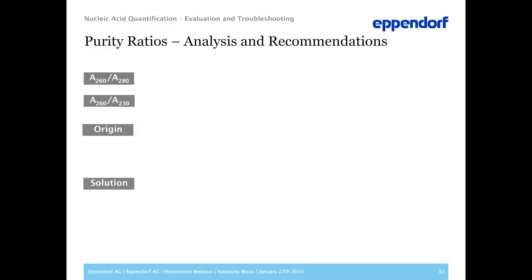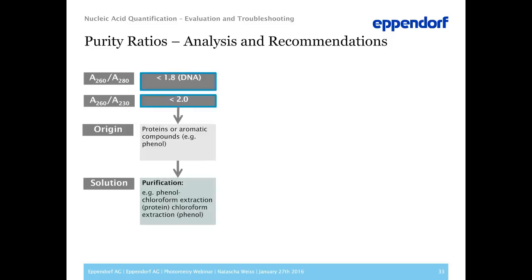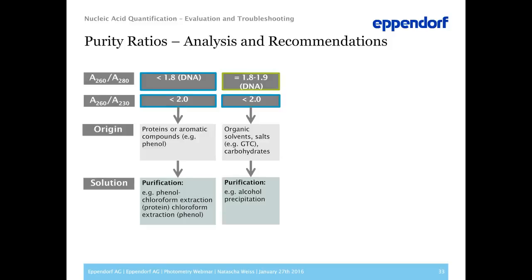On this slide, I have summarized different purity ratio combinations with typical reasons leading to this effect, together with recommendations how to handle them. If both ratios are low, probably contaminations with proteins or traces of aromatic compounds like phenol are the reason. If required, the nucleic acid can be purified, for example by phenol chloroform extraction, if proteins are available, or by chloroform in order to remove phenol.